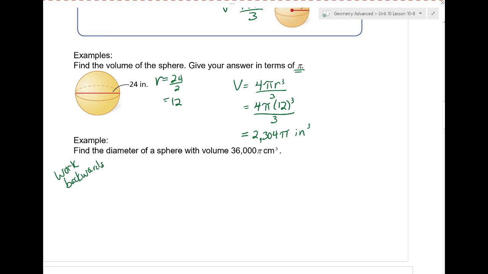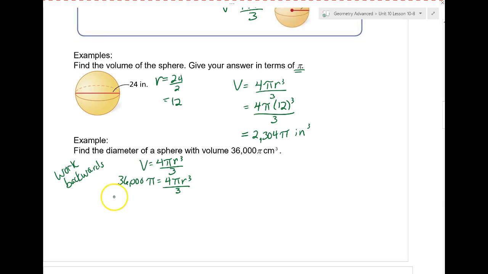So let's do it real quick. With this one, I'm going to use my formula. The volume is 4 pi r cubed over 3, so 36,000 pi equals 4 pi r cubed over 3. All right, guys, what are we going to do first? Multiply both sides by what? Multiply both sides by 3.